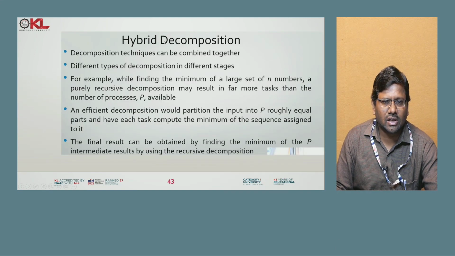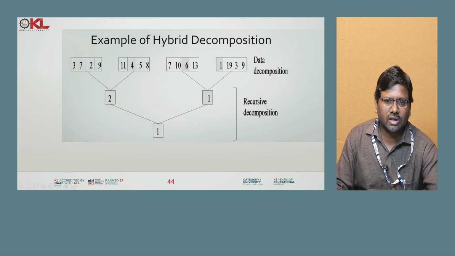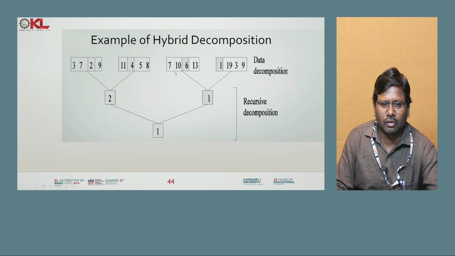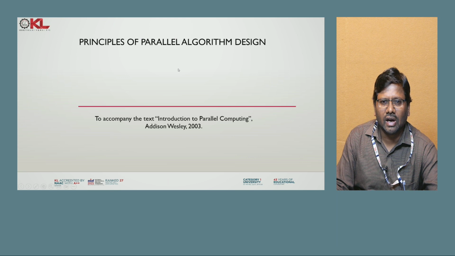Hybrid decomposition, as the name itself suggests, is the combination of two or more of the decomposition techniques that we have discussed. Suppose these are the given set of elements: 3, 7, 2, 9, 11, 4, 5, 8, 7, 10, 6, 13, 1, 19, 3, 9. This is a group of elements that are given, and we are set to partition them. First we achieve the data partition. After that we find the minimum of that, and for that we follow the recursive decomposition. A decomposition that is a combination of two or three decomposition approaches is called a hybrid decomposition.